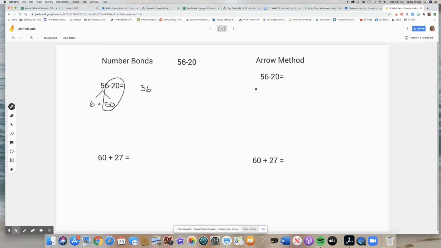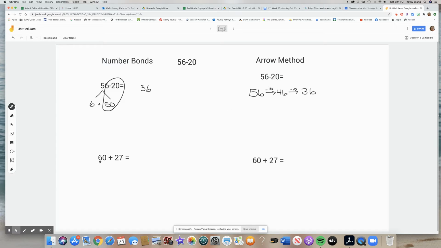Let's see the arrow method. If I started out with 56, remember the arrow method is just the horizontal way to do math. I'm going to subtract 10, which would give me 46. And then I'm going to subtract another 10 because 20 is 2 tens. So 46 minus 10 is 36. Both got the same answer. Just a different way to do that.